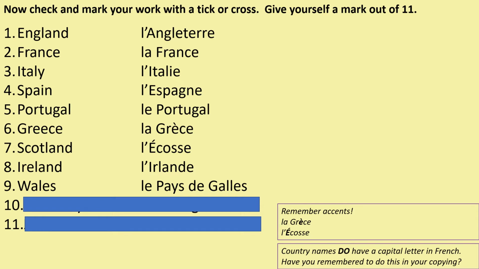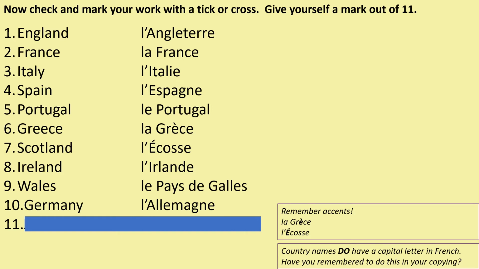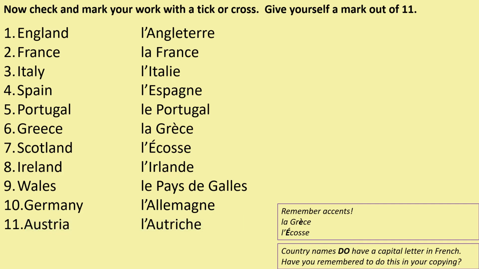9. Wales is le Pays de Galles. 10. Germany is l'Allemagne. Again, you see the agne sound, the A-G-N-E, like l'Espagne. We now have l'Allemagne for Germany. And we finally have Austria, which is l'Autriche.